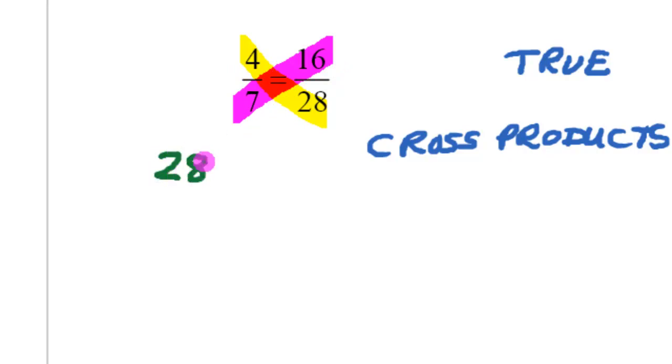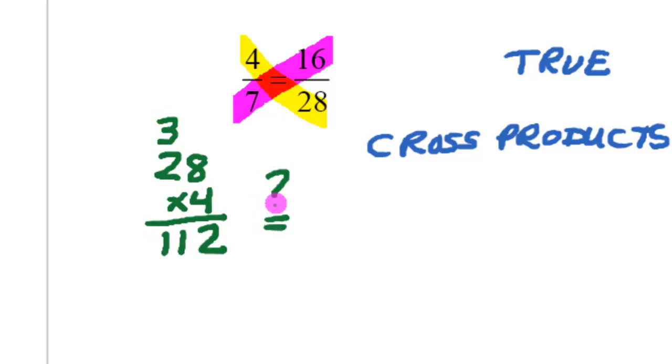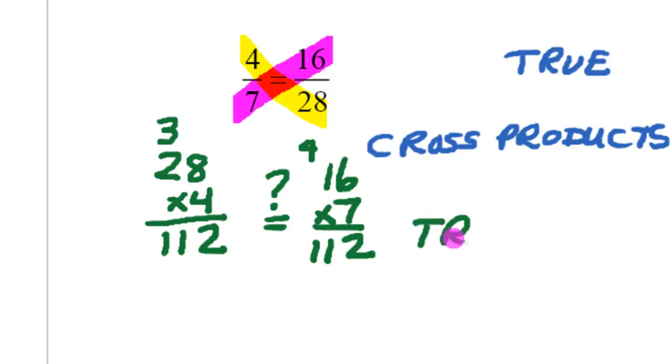So we multiply 28 times 4, we'll start there, and 8 times 4 is 32, and then we have an 8, so 112. And now we're going to check and see if we get the same answer when we multiply the 7 times the 16. So 16 times 7, and then 7 times 6 is 42, carry 4. 7 times 1 is 7, plus 4 is 11, so 112. So notice that the two cross products give the same answer. So again, we have shown that the original proportion is true.